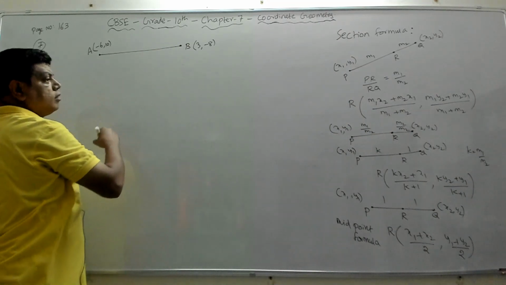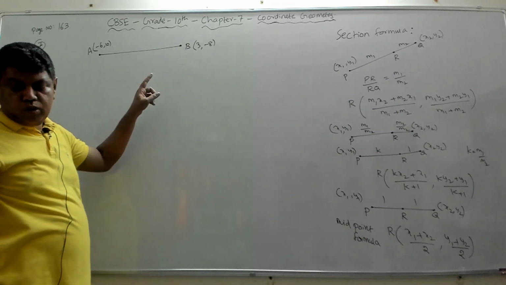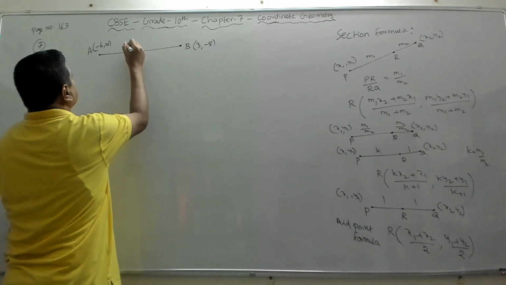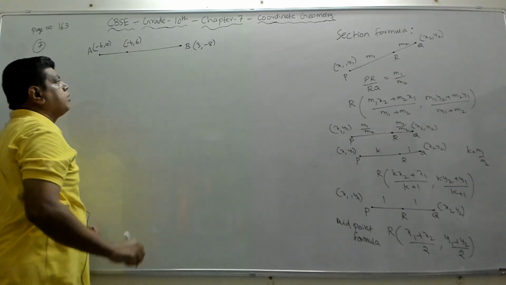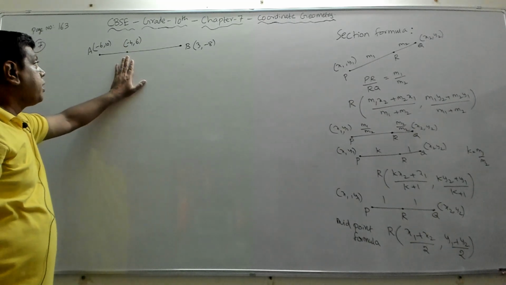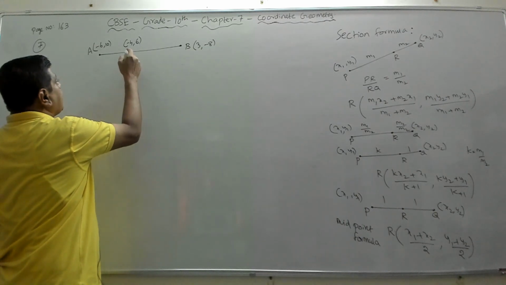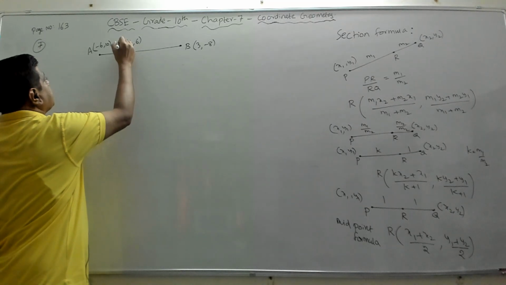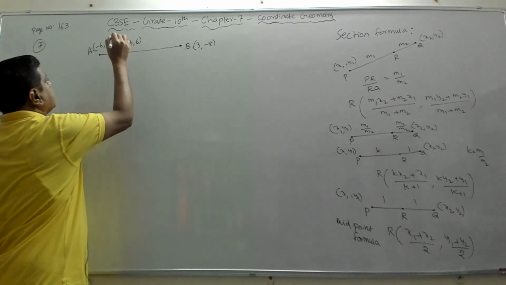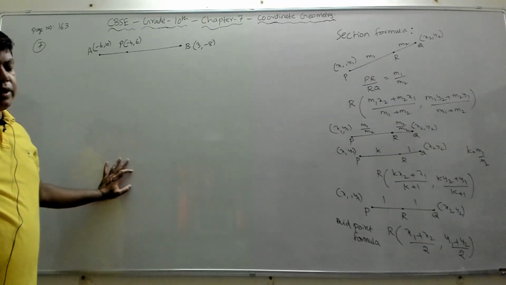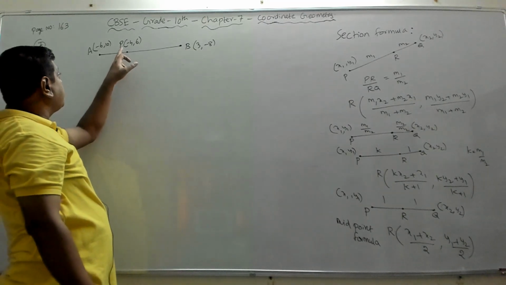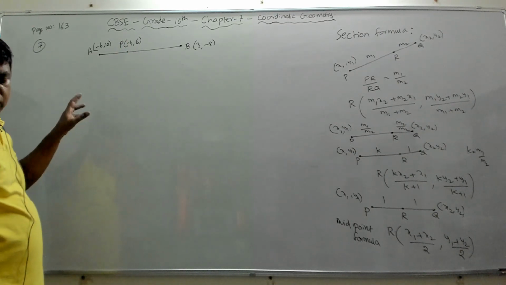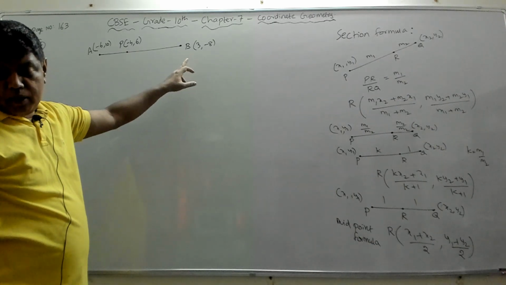Now there is a point. In what ratio does the point minus 4, 6 divide it? So suppose there is a point here, minus 4, 6. Now we need to find in what ratio this point minus 4, 6 divides. Suppose I call this point P. Then we need to find in what ratio the point P, which is minus 4, 6, divides the line segment joining the points minus 6, 10 and 3, minus 8.